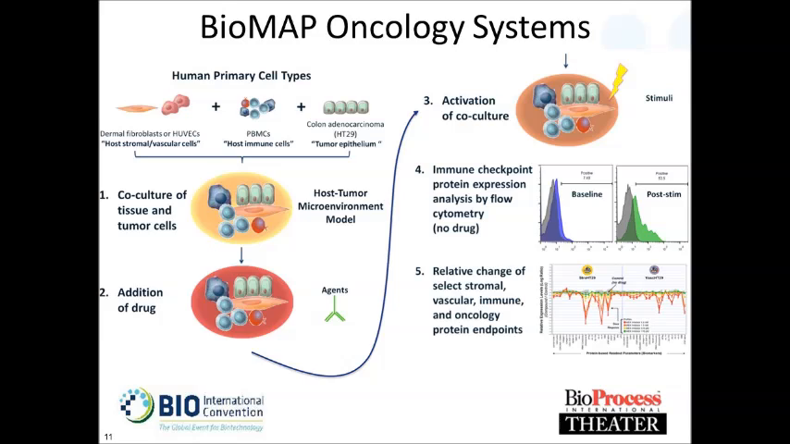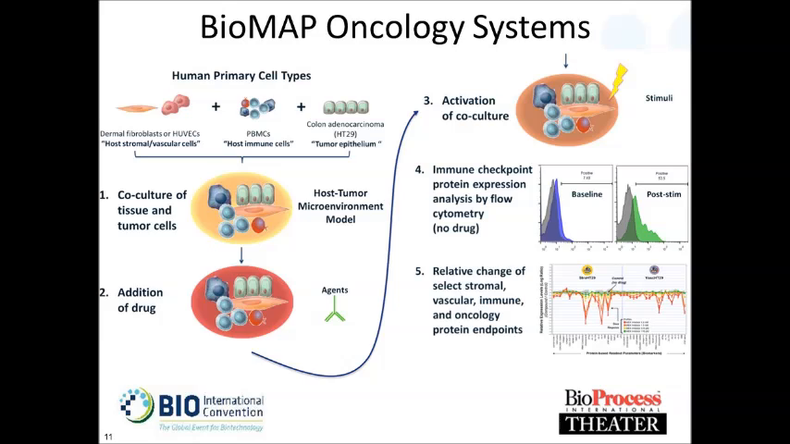Let's switch gears here and talk about our oncology systems, again, very briefly. Here it's the same concept of taking primary human cells, right? So either a fibroblast or endothelial cell as the background stromal or vascular environment, an immune cell component to model that, and then in this case we're talking about an HT29 tumor cell line. So really a fairly robust and complicated model of the tumor microenvironment.